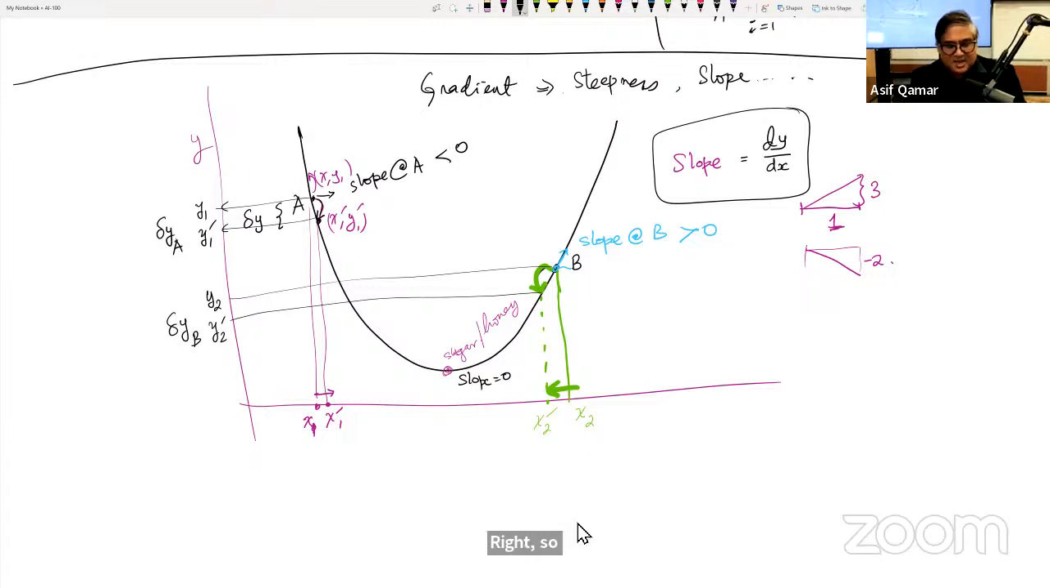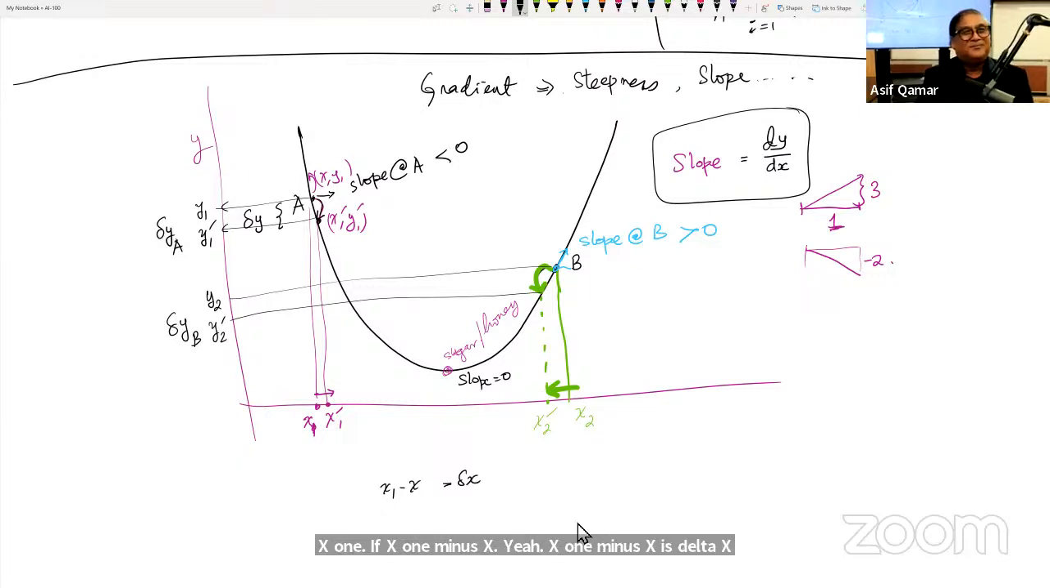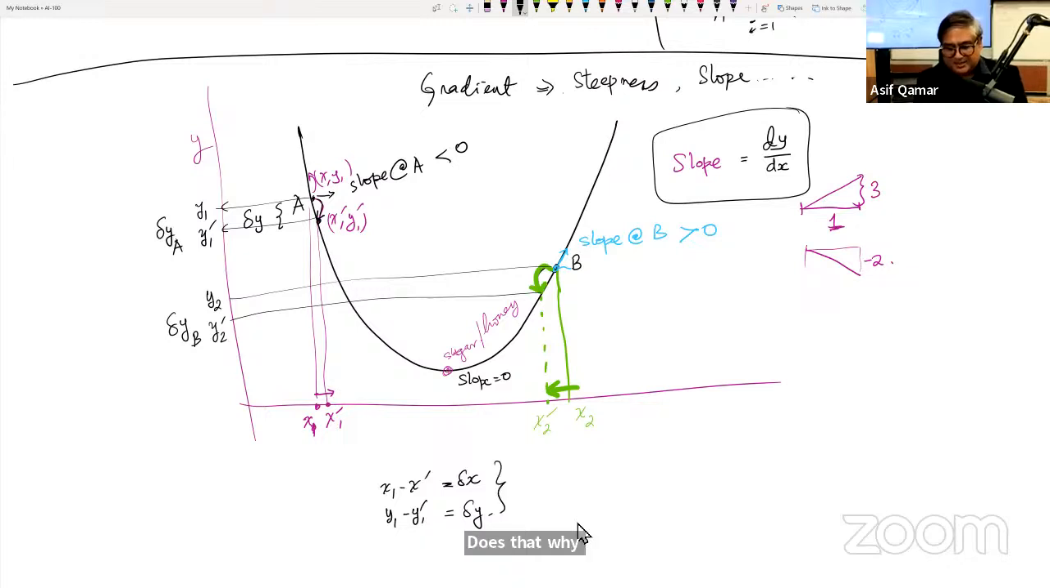Now what happens is, how do I go? You would agree that this point, x1, x1 minus x is delta x, right? Does that make sense? And x1 prime is delta x, and y1 minus y1 prime is delta y. Delta y for A, it looks negative. Would you agree? Delta y for both of them, it looks negative, right?